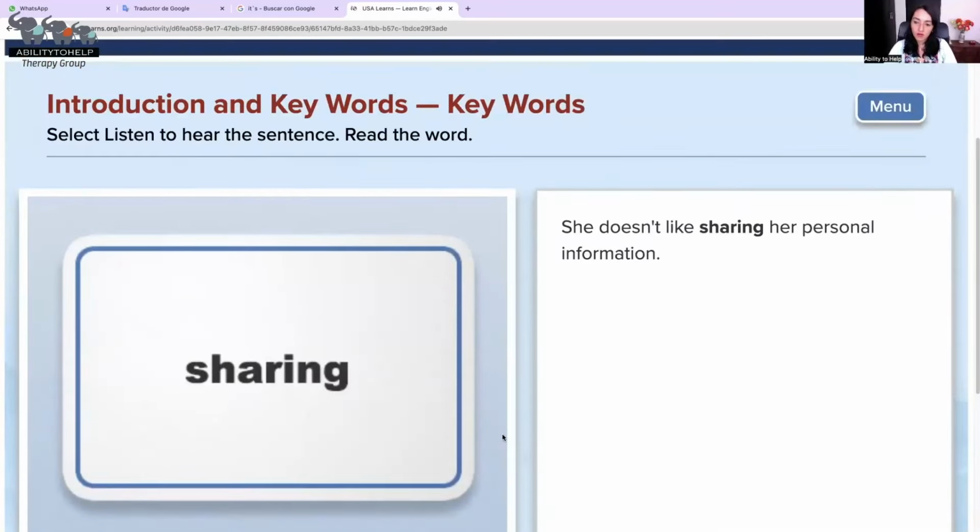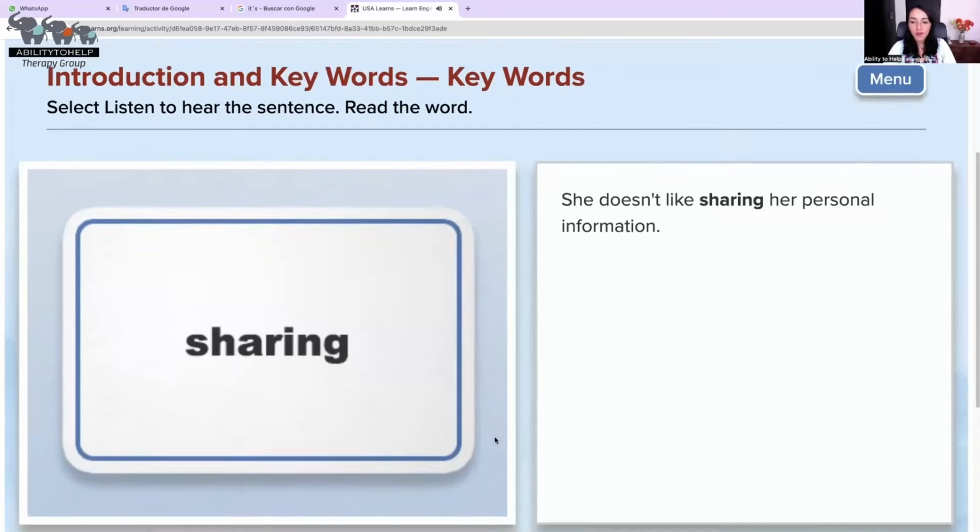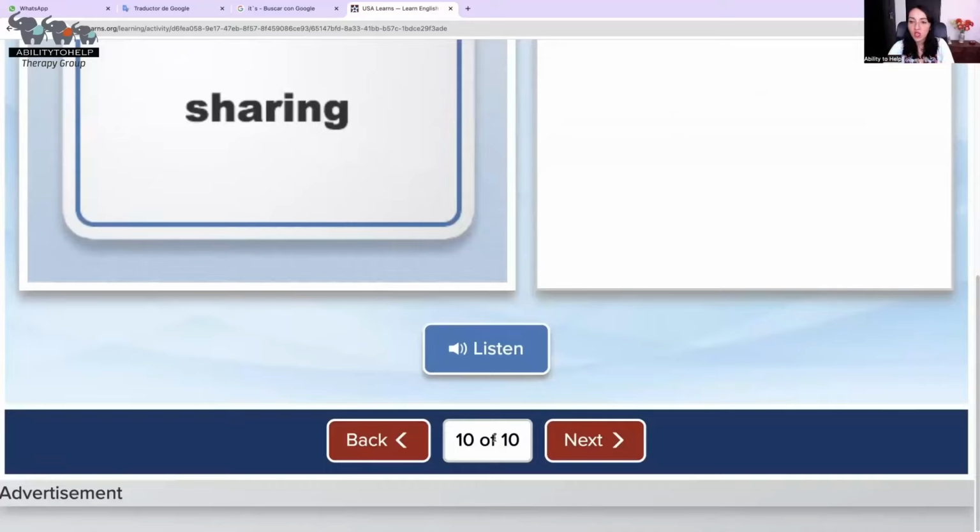She doesn't like sharing her personal information. He doesn't like sharing her personal information. Share with you, share with us.